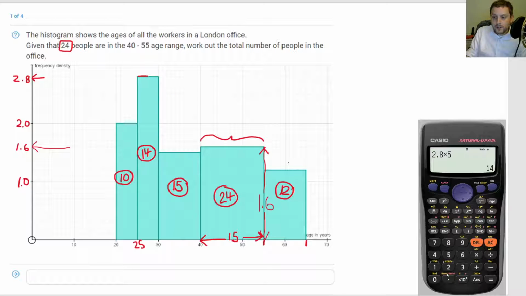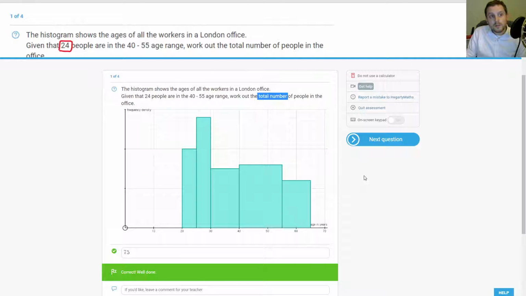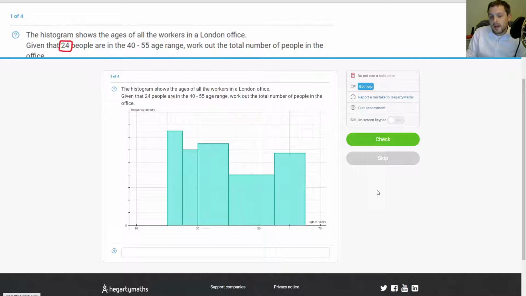So then all I do is do 10, add 14, add 15, add 24, add 12, 75, and then I hope I haven't made a mistake. What am I going to do? I'm going to type in 75. It wants the total number of people. So there you go. First one done. Let's press next question and copy and paste that into PowerPoint.